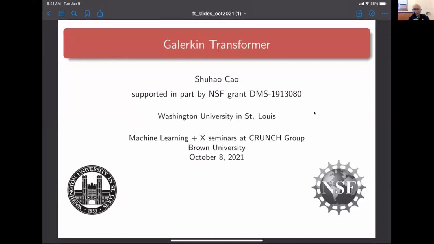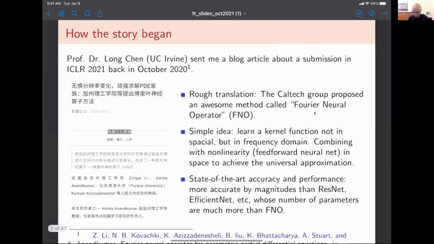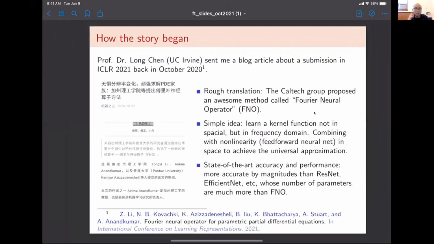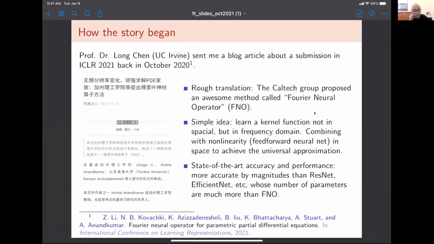I would like to thank the host for giving me this chance to present some of my recent research. Actually, I started this research as a side fun project. It's because I'm mainly a finite element guy, and this is actually my first project on machine learning research. And this is how this research got started.